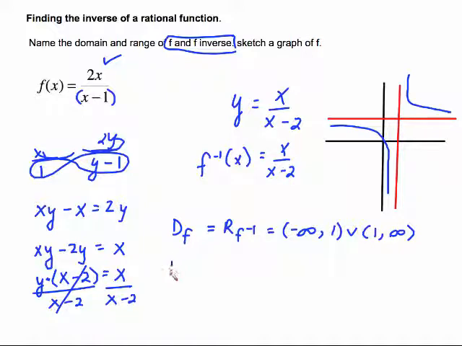By the same token, the range of the original function is equal to the domain of your inverse. So your range of the original function is negative infinity up to that horizontal asymptote at 2, union with 2 up to infinity.